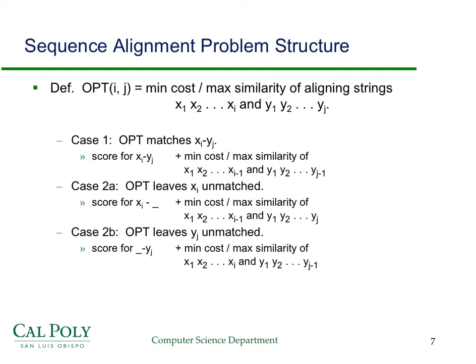So what's the optimal substructure of this problem? Depending on the gap penalties and the value of a match versus a mismatch, you can either be trying to minimize the cost, say in an edit distance characterization of the problem, or you might be trying to maximize the similarity. But in either case, what you basically have to do is think about what happened in the very last stage of the optimal solution.